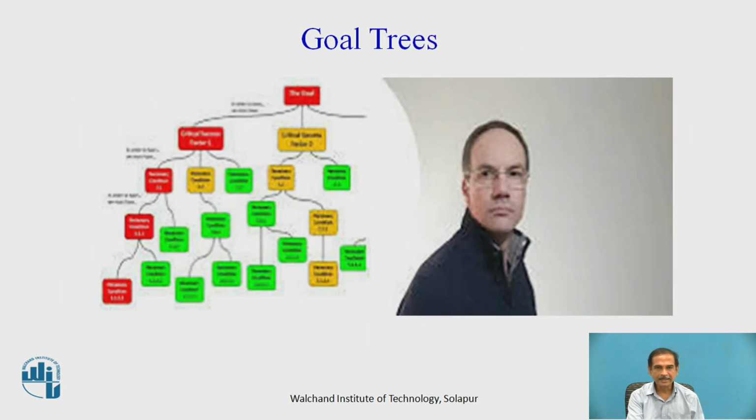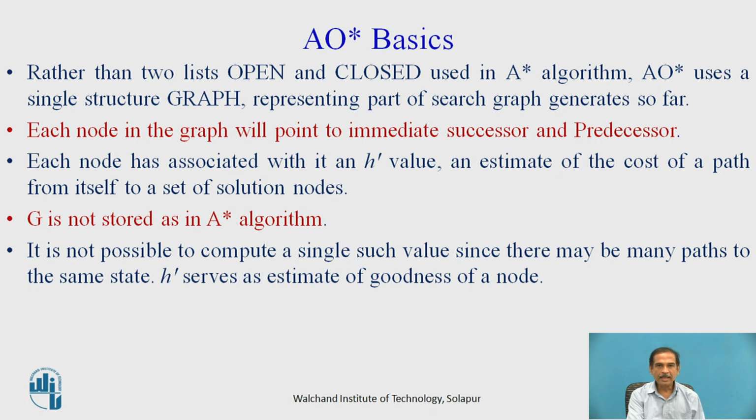The goal tree graphically looks like this, where a main goal is divided into sub-goals, the sub-goals into sub-sub-goals, until you reach elementary goals. The next method is AO star, which has certain basics associated with it. Here, rather than using two lists, open and closed, which we used in the A-star algorithm, AO star uses a single structure graph, which represents the part of the search graph that was generated so far.